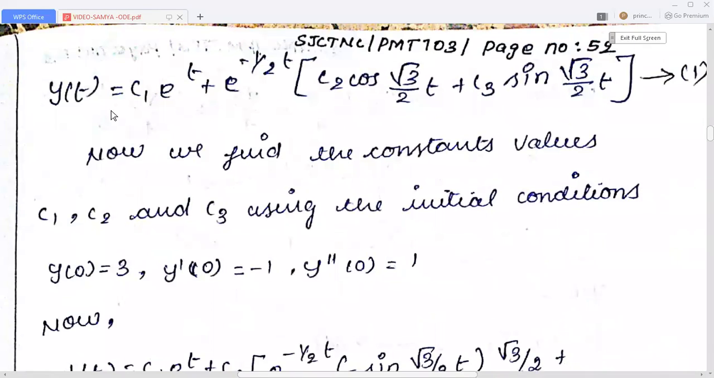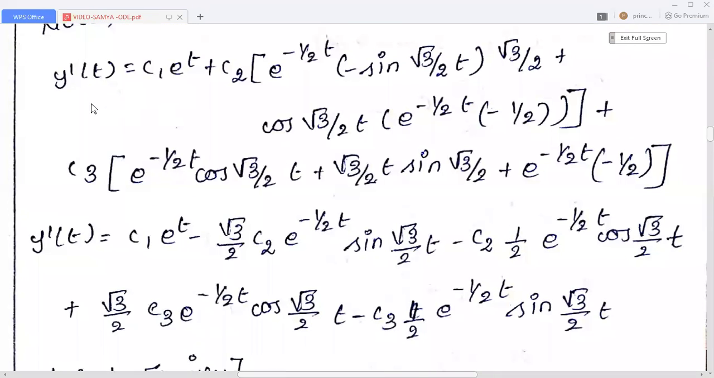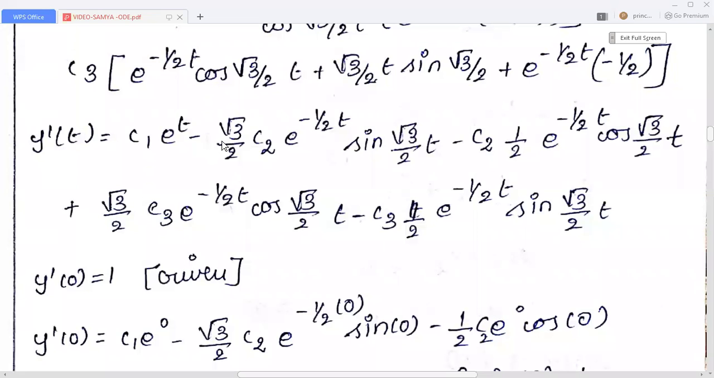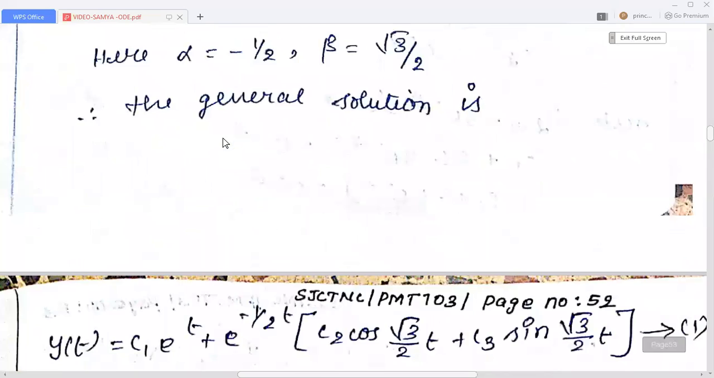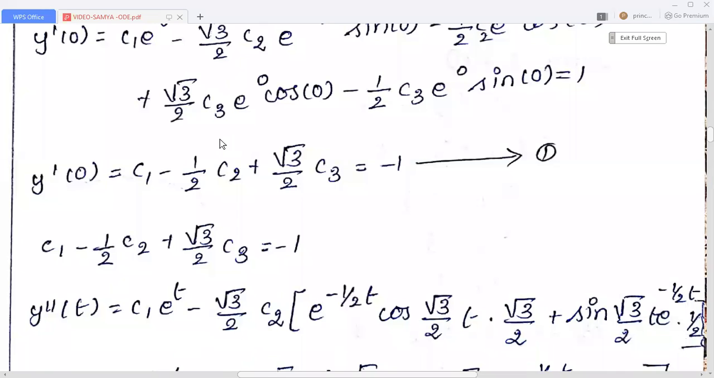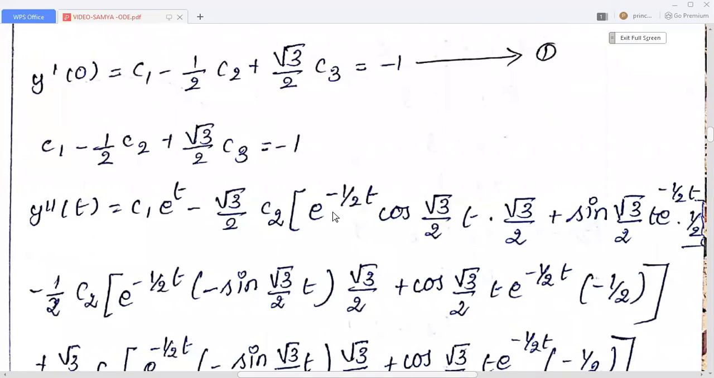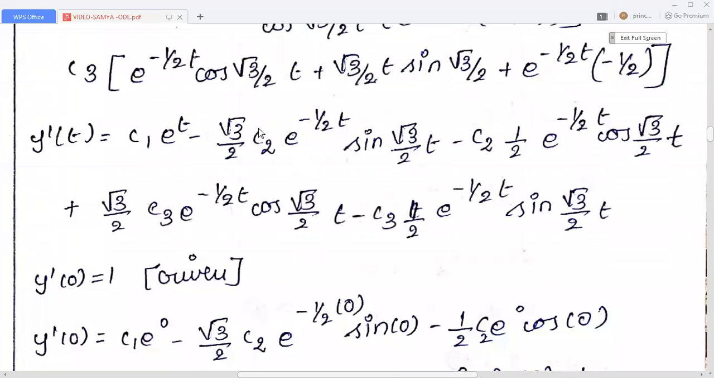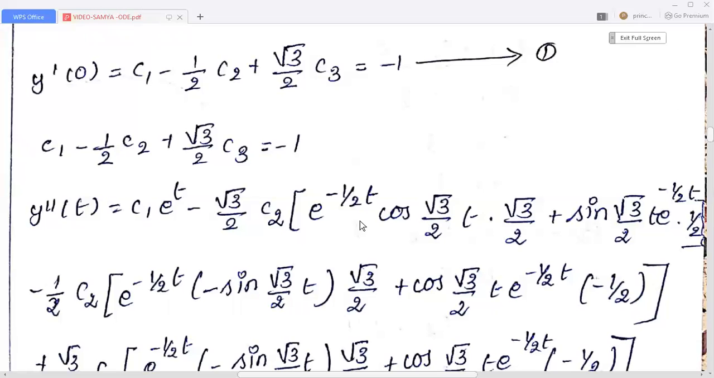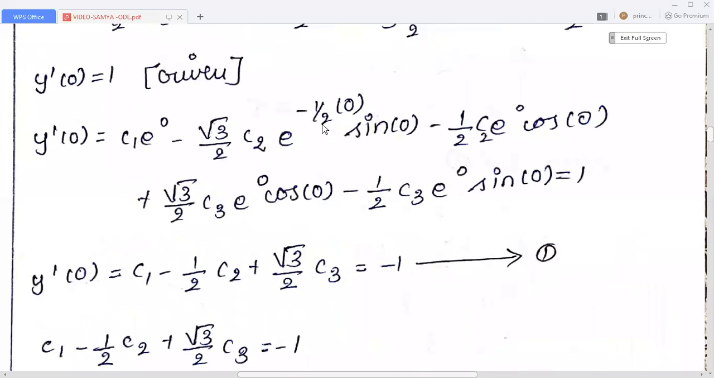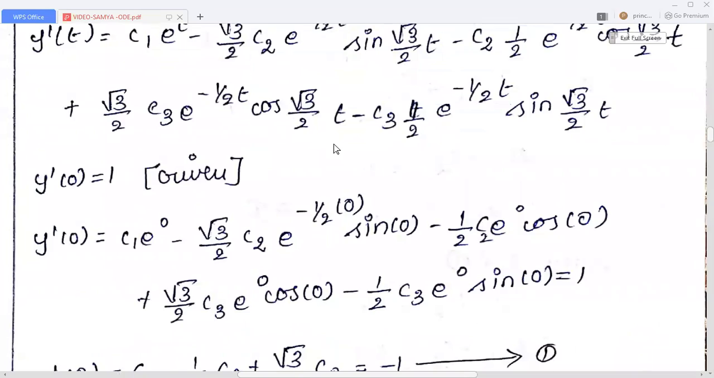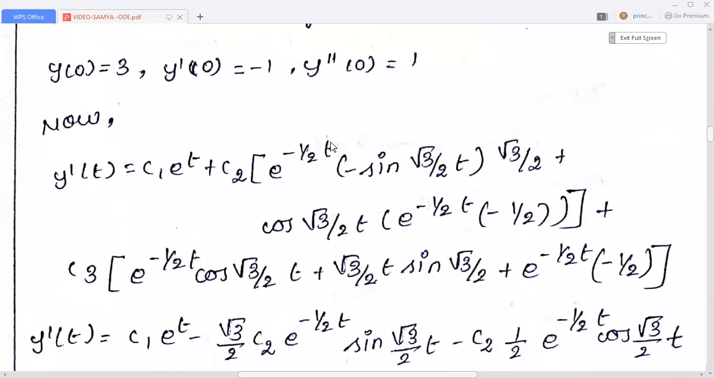So this is equation 1, y of t. Now we calculate y dash of t. So this is y dash of t. From y dash of t, again we calculate y double dash of t. So this is y dash of t, and this is y double dash of t. So in these equations, we use the initial conditions.